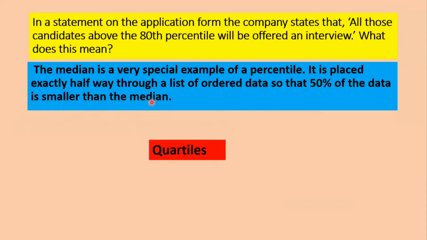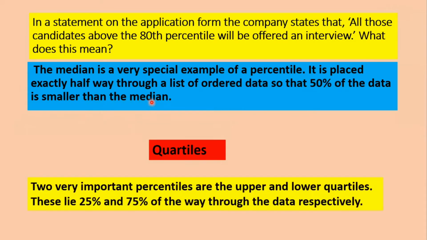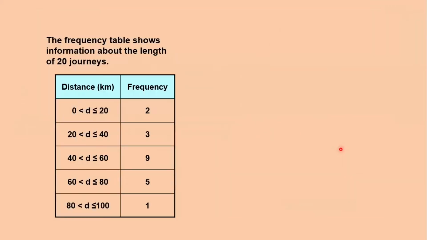The other important thing is about the quartiles. So what are quartiles? The two important percentiles are the upper and lower quartiles. These are 25% and 75% of the way through the data respectively. So let us take an example to understand these concepts.